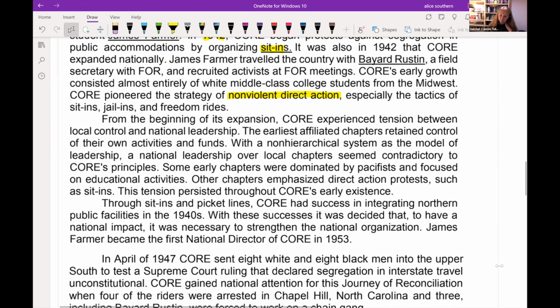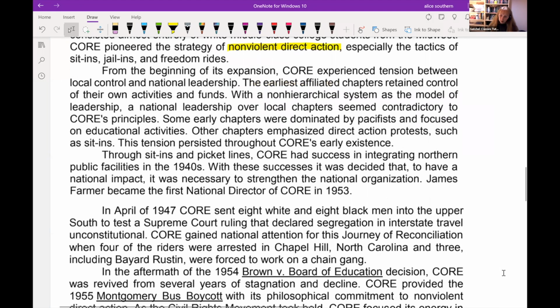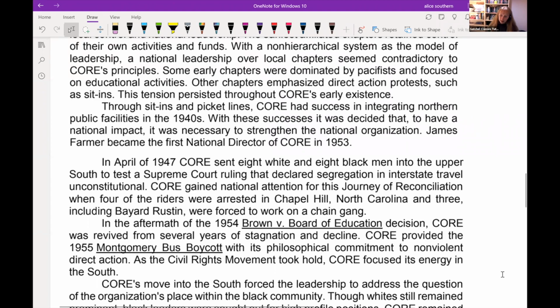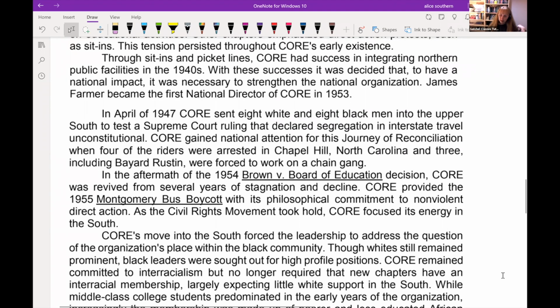From the beginning, it experienced tension between local control and national leadership. So we've got the problem of which strategy we're going to go with. Okay, so the tension persisted throughout its early existence. It was decided that to have national impact, it was necessary to strengthen the organisation, and we've got a national director of CORE in 1953. So this lasts a significantly longer amount of time than the first one that we looked at.